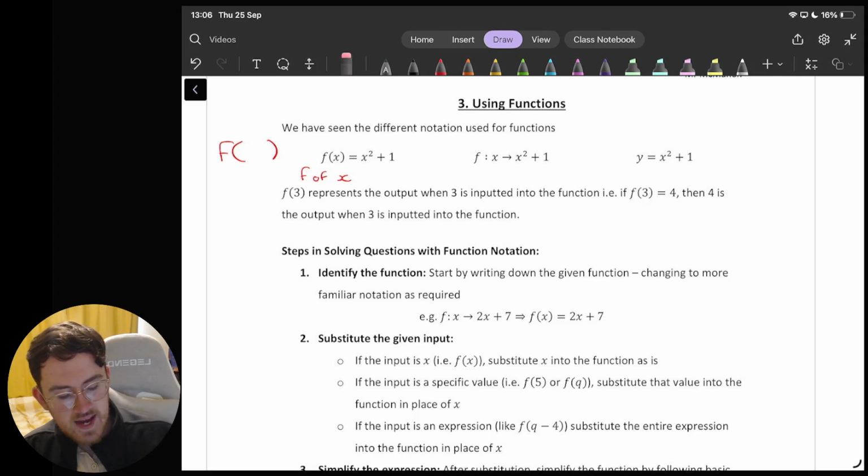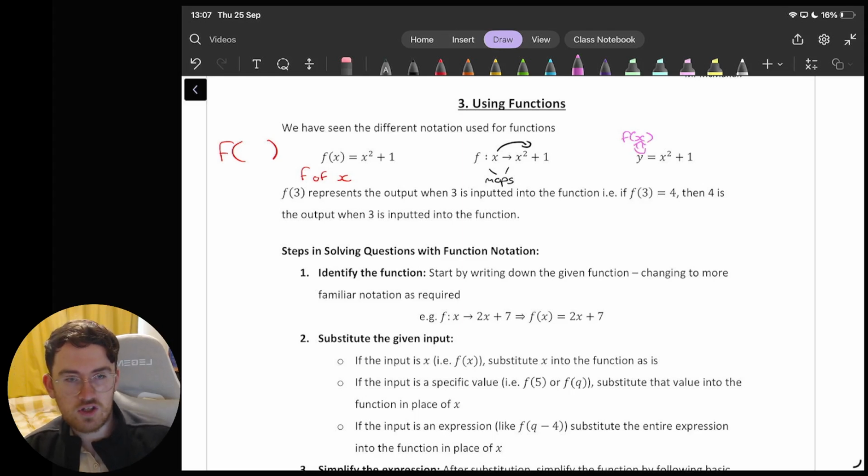Okay, the next one just represents, between the two dots, and the arrow, the word maps. So it maps x to x squared plus 1. So it takes an input and this is what it does to that input. And the last one then just ties together that idea that f of x is the same as y and they're interchangeable with each other.